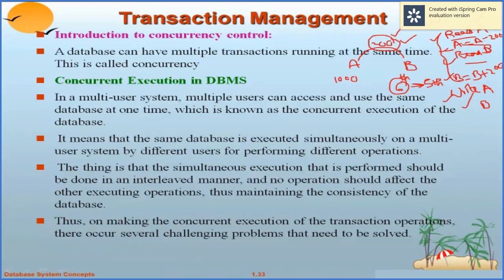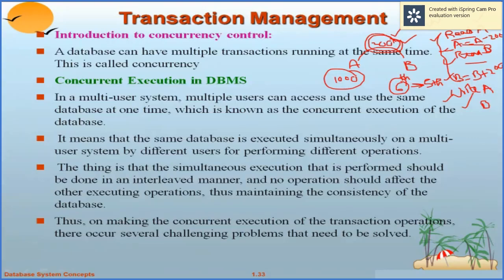Though my sixth step has failed, I have a secure method of transferring this 200 back to account A. What do I mean? Even if one of the steps among all the steps has failed, the amount would be rolled back and transferred to account A, and the balance will again turn back to 1,000. So I can see this is a unique feature of transaction management.